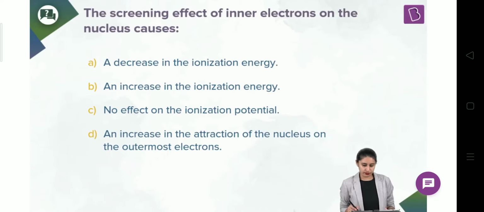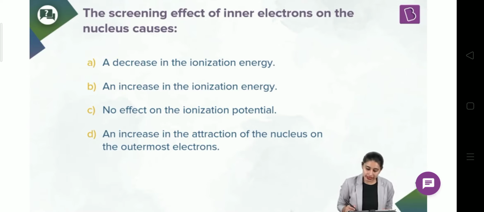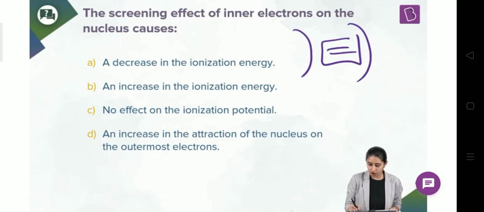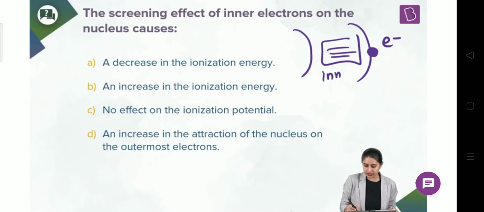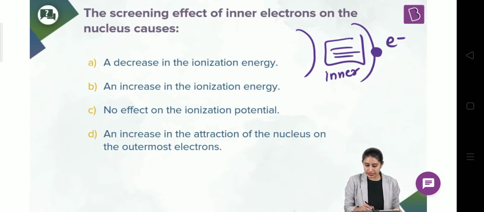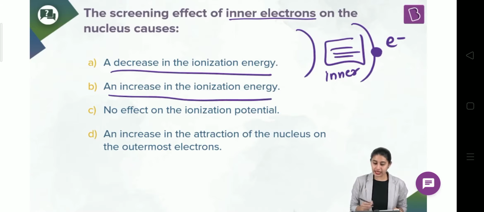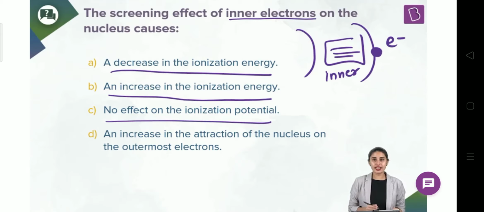Another question. The screening effect of inner electrons on the nucleus causes screening effect. The question is about the screening effect of inner electrons. The outer electron is here. These are the inner or core electrons. The screening effect of the inner electrons on the nucleus causes a decrease in ionization energy, an increase in ionization energy, no effect on ionization energy, or an increase in the attraction of the nucleus on the outermost electron.